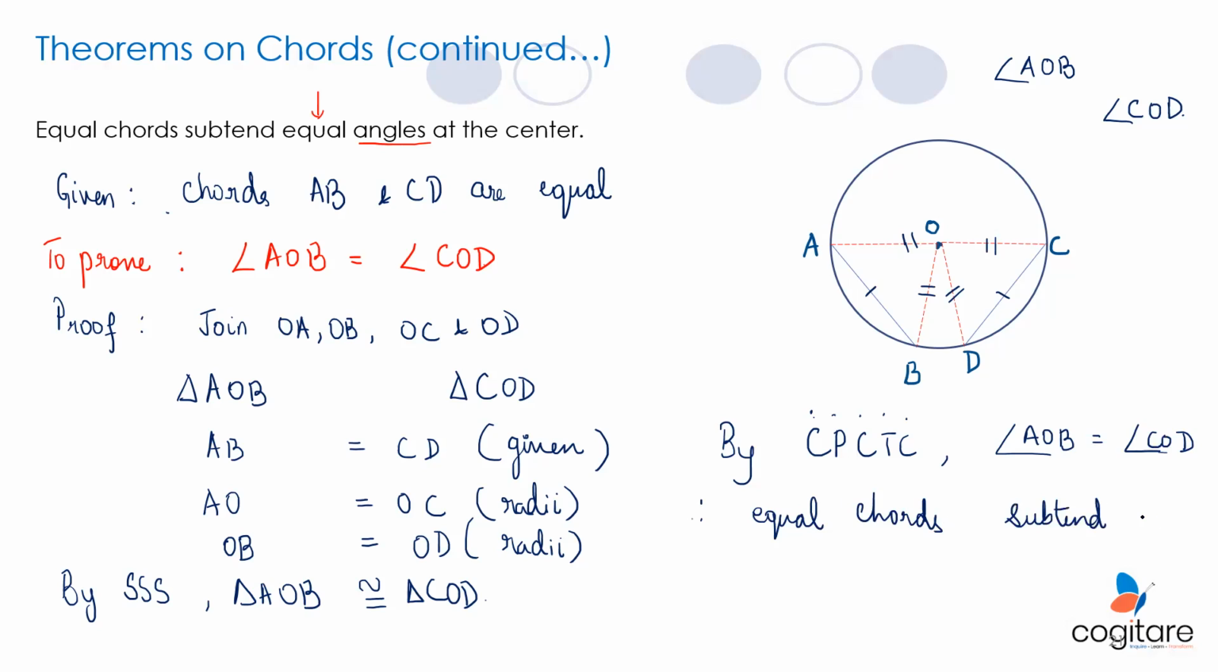Right, guys? Equal chords subtend equal angles at the center. Very easy. Now, I have a small request to you guys. See, if our diagram to prove this were slightly different, let's say we have a circle and we have taken two chords that are perfectly parallel to each other and they're equal, okay? So we've taken two equal chords on either side of the center and the ones that are parallel.